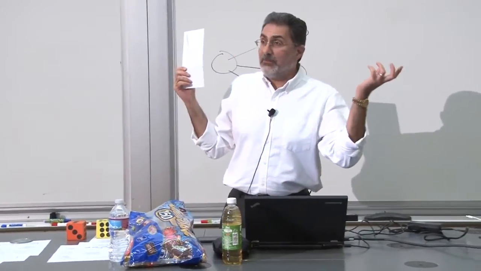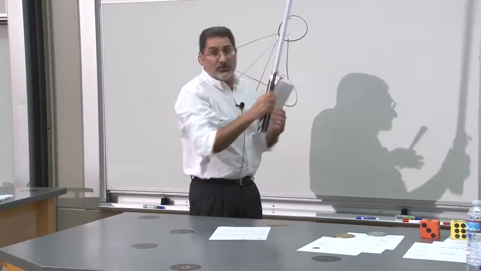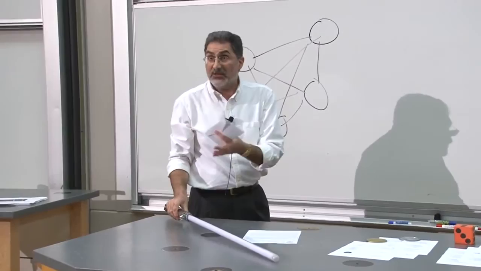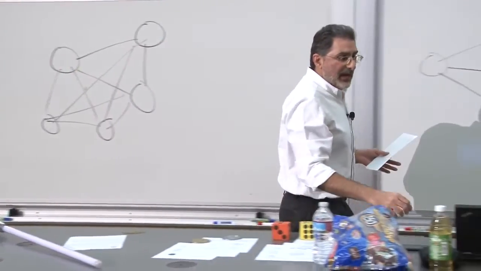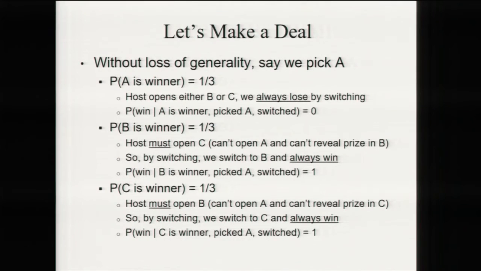So the probability you win, given that B is the winner and you chose A but then switched, is 1, because you're guaranteed to switch to B and win. And by symmetry, if we consider the case where C is the winner, which also has a 1/3 chance, you're holding A and I have B and C. If C is the winner, I'm forced to open B, which means if you switch, you get C.